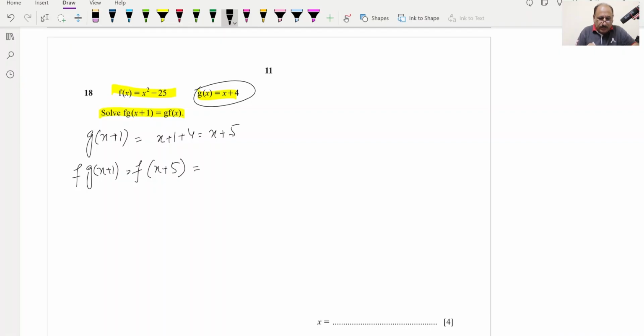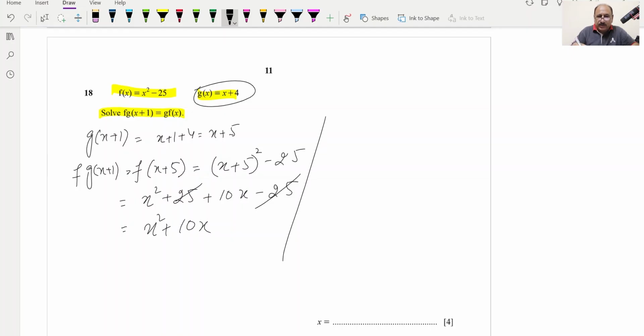So we can write it as x plus 5 squared minus 25. And if we open this square, it will be x squared plus 25 plus 2 into 5, 10x, and minus 25. Plus 25 and minus 25 will be cancelled, and this will be x squared plus 10x. So we found f of g of x plus 1.